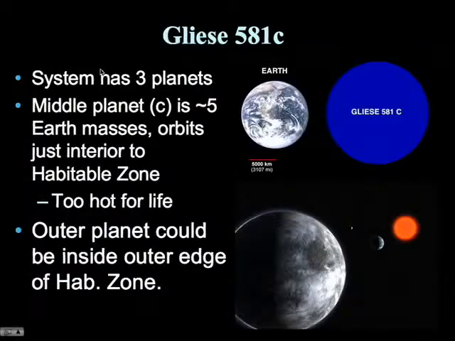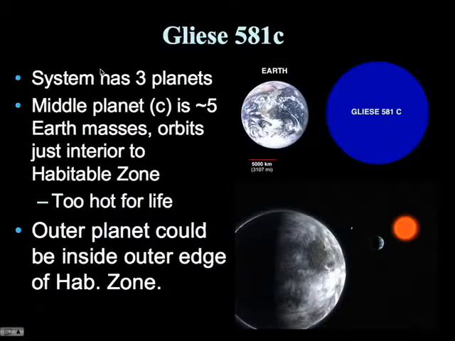The details of this planet are that it's about 5 times the mass of the Earth. It's in a system of 3 planets that are currently known. The inner one is about the size of Neptune, which is 15 Earth masses. Then the next one out is the one that was claimed to be habitable, which is about 5 Earth masses. There's one that's even further out that's about 8 Earth masses. And it was initially claimed that this planet c, the middle of those 3 planets, might be in the habitable zone.